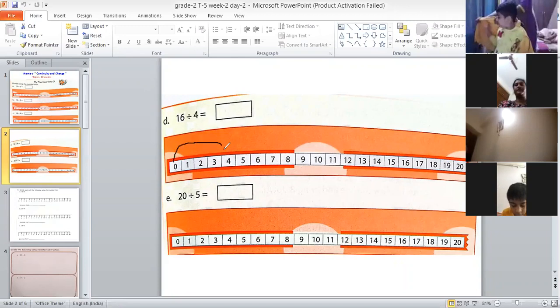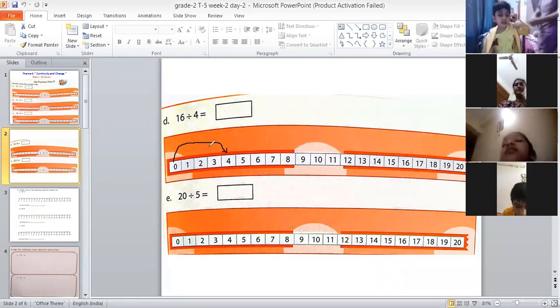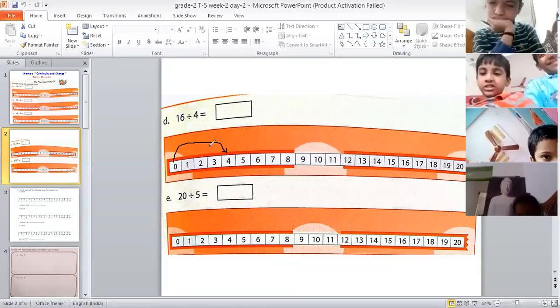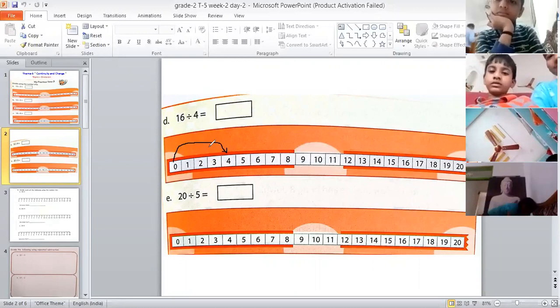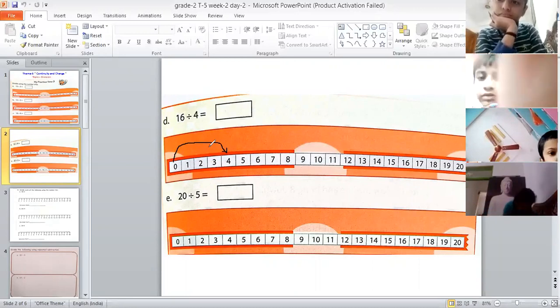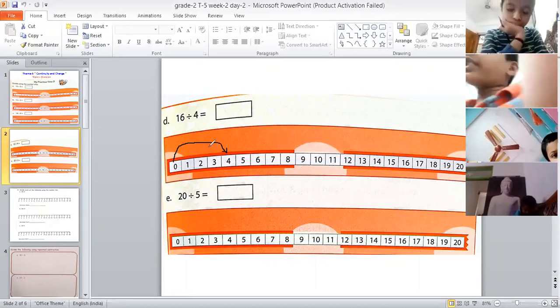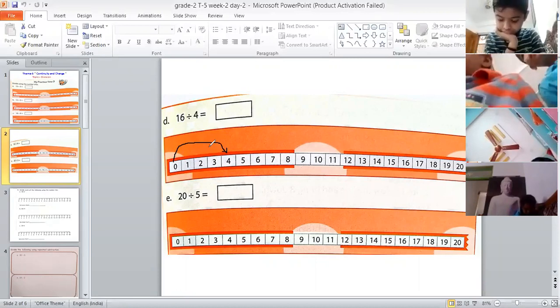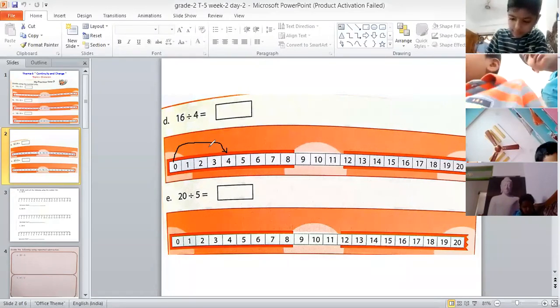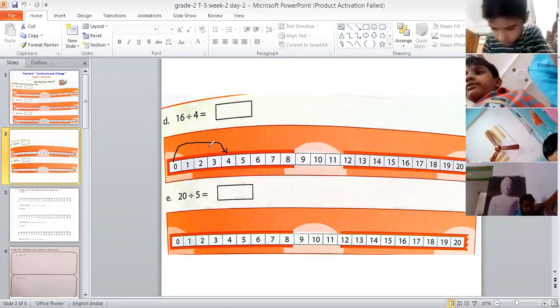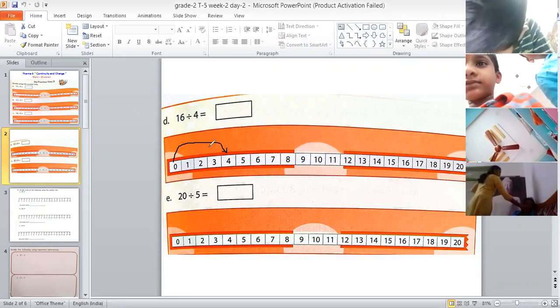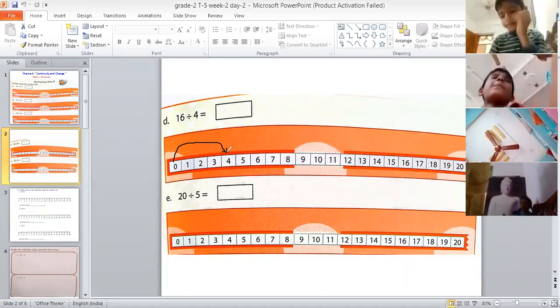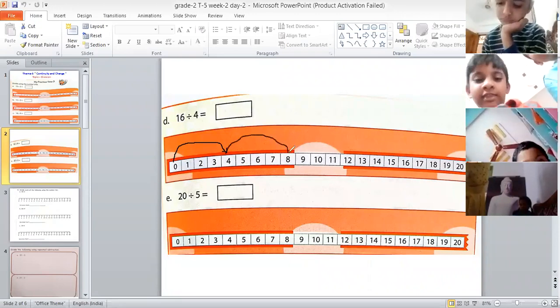So from 0, if you are taking 4 steps forward, as according to the question, you have to divide 16 by 4, we'll reach number 4. Ganesh, you tell me, after 4, the next number will be? Count forward 4. 8, ma'am. Very good. If you count forward 4, you will reach number 8.